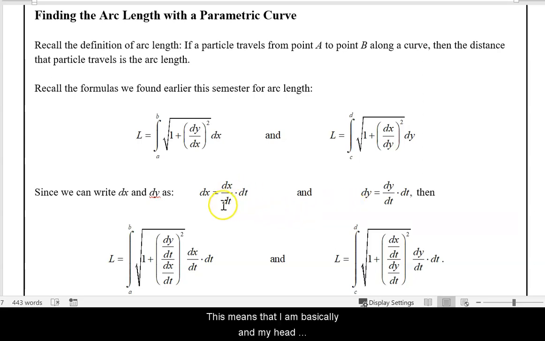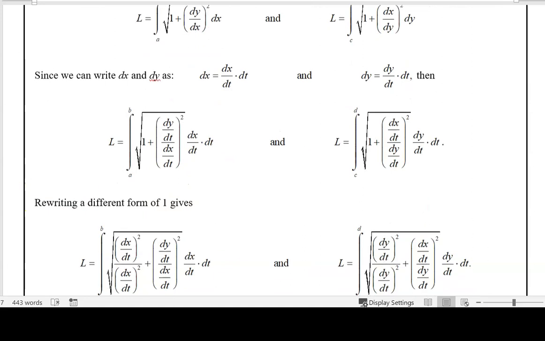This means that I am basically, in my head, canceling the dt's to get dx equals dx. This doesn't really have any meaning since, of course, this is a derivative operation. However, we can use this to replace the dx differential in the first representation of arc length and the dy differential in the second representation of arc length. Now let's see what we should do after that.